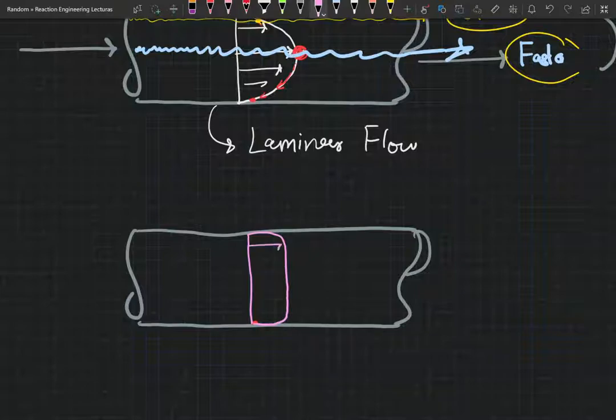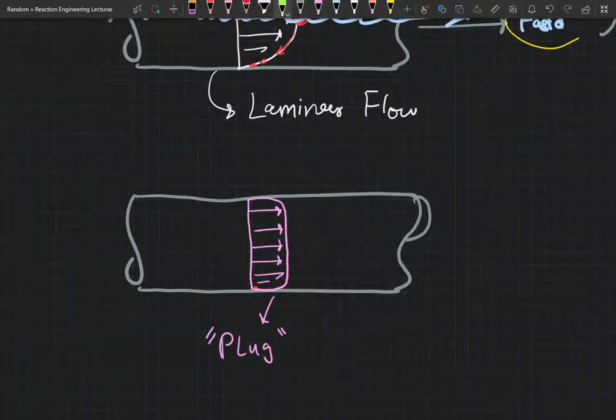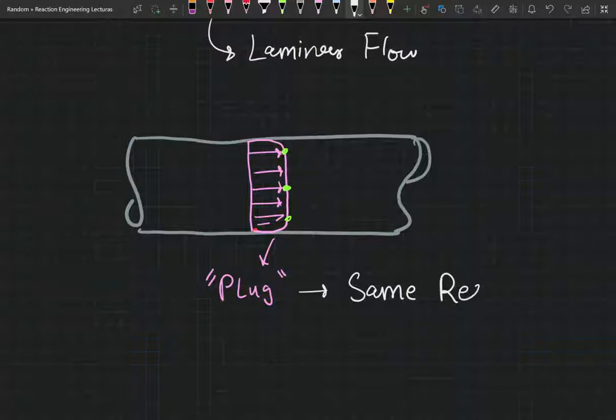So the shape actually looks like a plug. The shape of this velocity profile looks like a plug. If you've ever seen a plunger in a syringe, the shape looks like a plug. Now the molecules at the center and the molecules near the edges are all spending the same time. Same residence time for each particle.